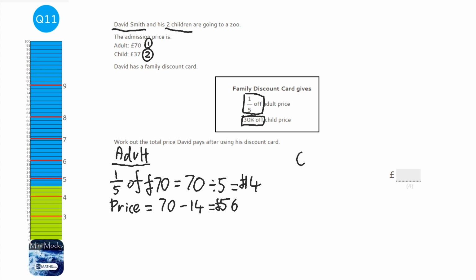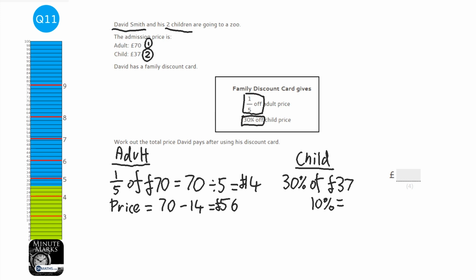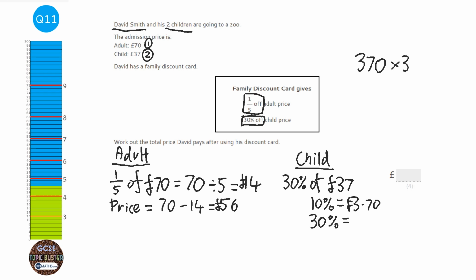Let's do the child price. Okay, so it's 30% off the child price. So we want to do 30% of £37. Okay, let's do the equals down here to give us some room. Well, I know that 10% is going to be £3.70, and then I need to times that by 3. I could do it in pence, so 370, and then I can just do times 3.